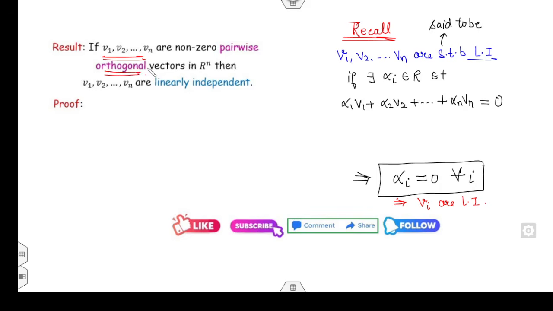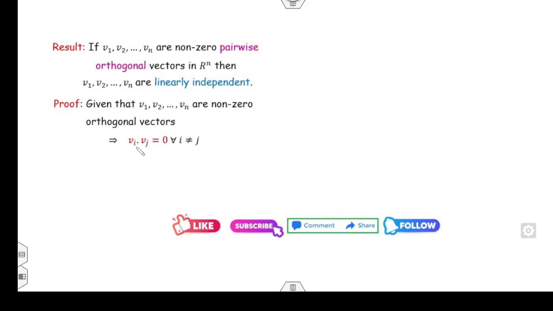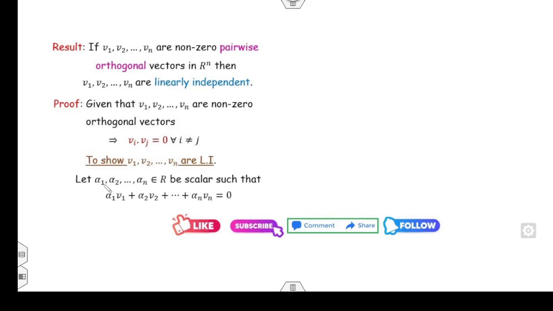Remember, what is the meaning of orthogonal? It is vi dot vj is 0. Now, in order to prove linear independence, I can assume alpha 1, alpha 2, up to alpha n are scalars such that their linear combination is 0. Let's say this is my equation number 1. Now, because these are non-zero vectors, I can multiply equation number 1 by V1.